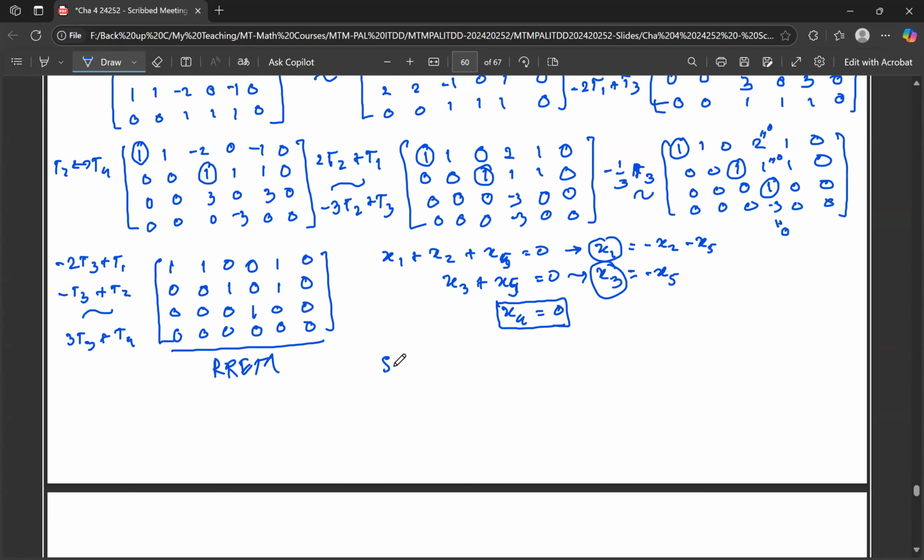In that case, we suppose the variables on the right are free variables. The variables on the left, x1 and x3, are dependent variables. For the free variables, we suppose the independent variable x5 is the parameter t, and x2 is the parameter s.